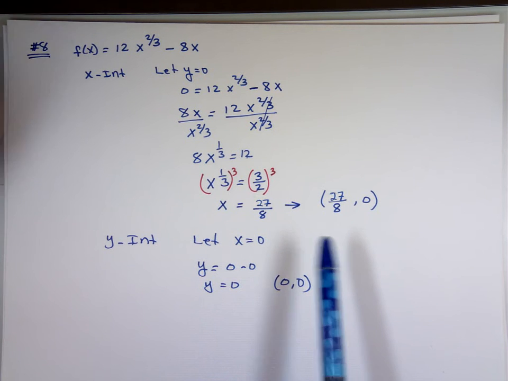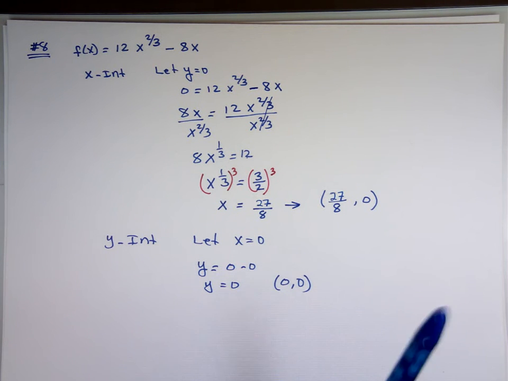Next, find the min and the max. Do we have any, by the way, vertical asymptotes? No. No vertical asymptotes. That's when you have fractions.